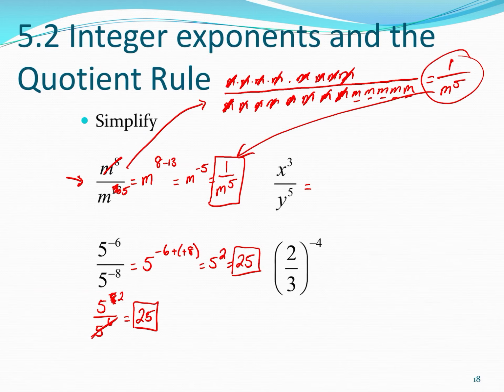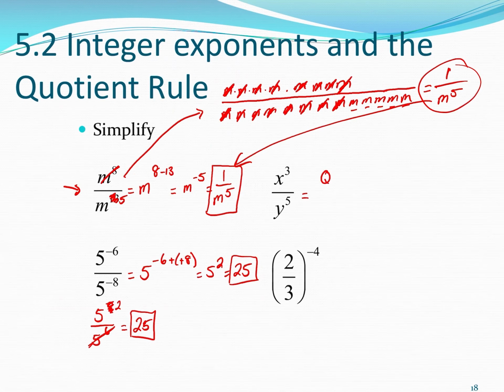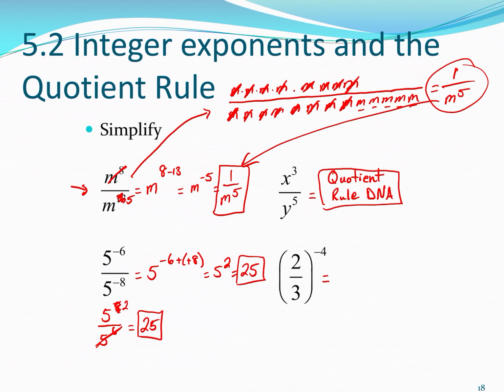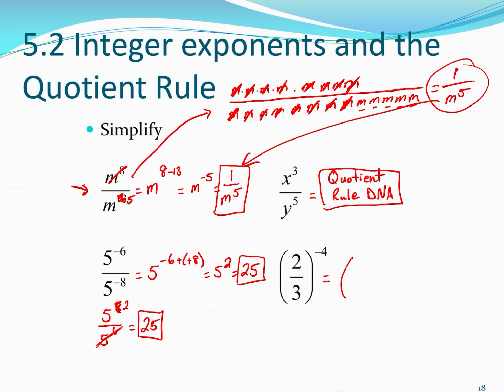Now, look at the next one. We have x cubed divided by y to the 5th. So our quotient rule says if the base is the same, keep the base, subtract exponents. Well, our base isn't the same. And so if you were to think about this, you say, okay, what cancels out? Well, there's not any x's that cancel because there's not x's on top and bottom. There's not any y's that cancel because there's no y's on top and bottom. And so because of that, the quotient rule doesn't apply here. So that's all we're going to say is that the quotient rule does not apply. And we'll say D and A for does not apply.